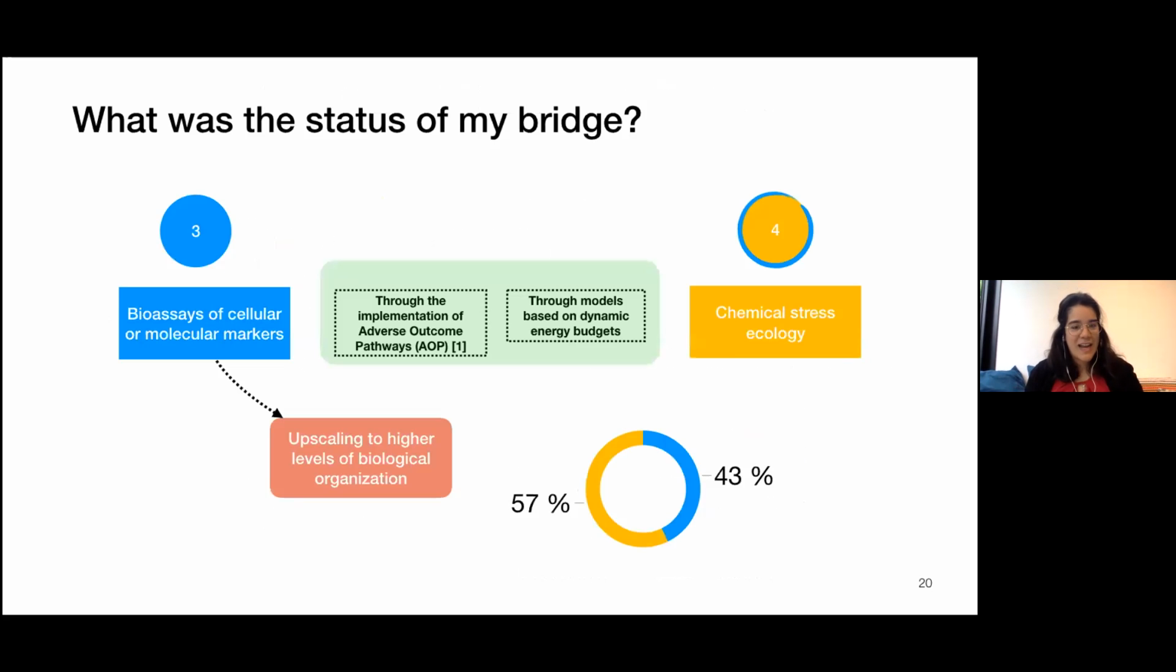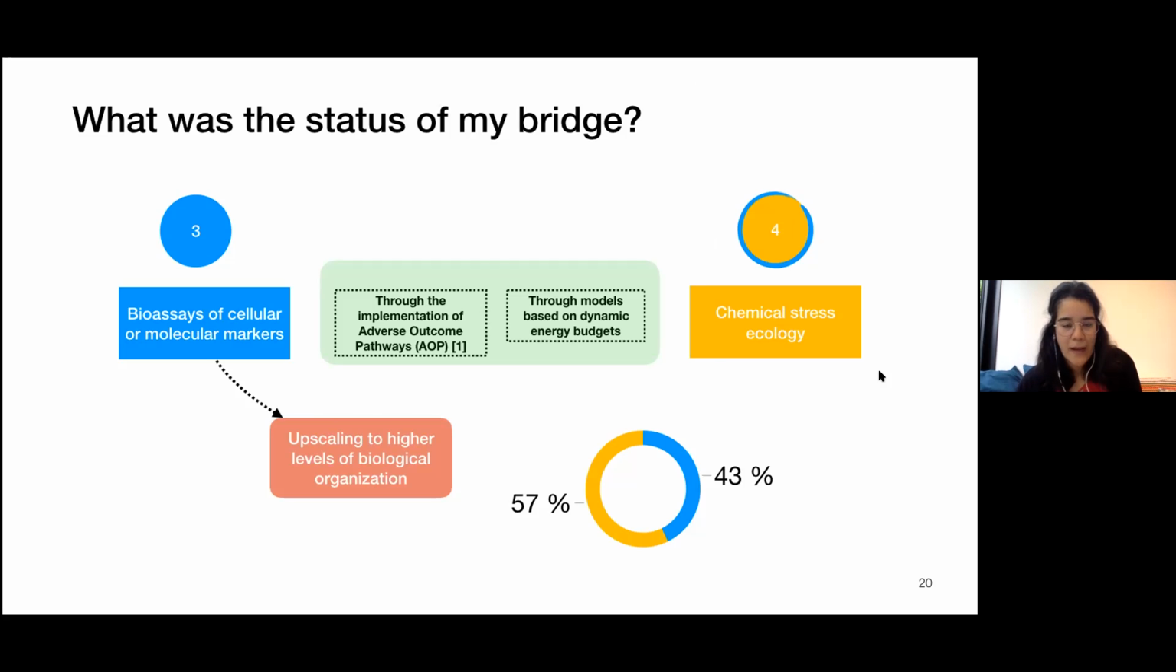So yeah, now my PhD is over. Now what? We all go through this moment of not knowing what to do. So coming back to my second slide, where I was talking about the bridge, I just revised the status of my bridge. I have so far been working on at least 3 projects that focus solely on bioassays of cellular or molecular markers, and on another 4 projects that try to combine these markers with chemical stress ecology.